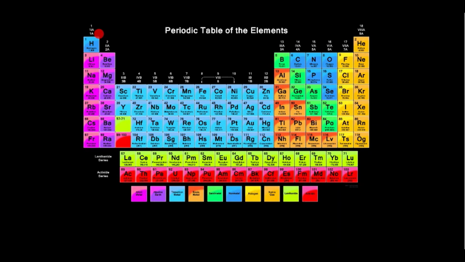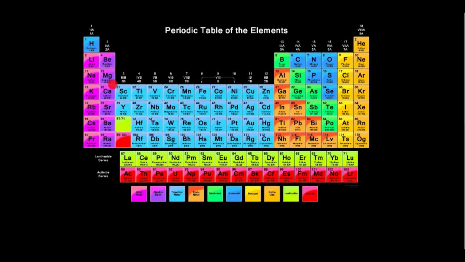The members of group first A are hydrogen, lithium, sodium, potassium, rubidium, cesium, and francium. These are the members of group first A. They are known as alkali metals since the metals of this group usually form water soluble bases. And we know water soluble bases are known as alkalis. That's why this group is known as alkali metals.